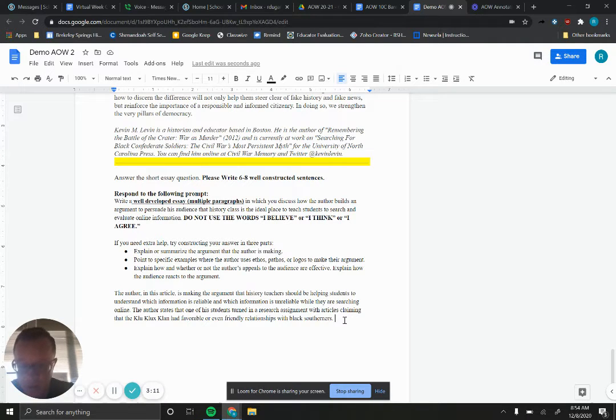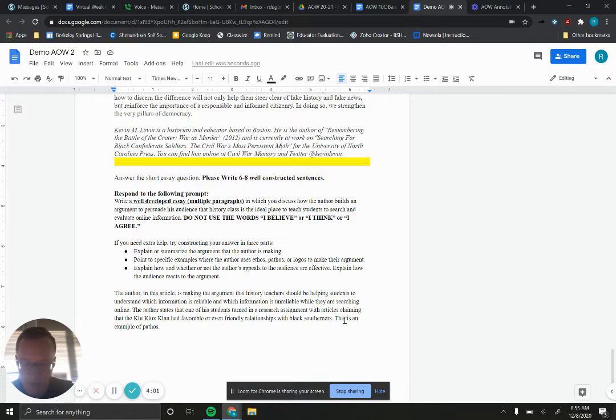So let's see here. And then we're going to point to an example of ethos, pathos, or logos. Okay, so let's say, because you should be shocked, right, that somebody would turn in a research assignment that thought that the Ku Klux Klan was friendly with Black Southerners, right? That's just blatantly false information. Okay, so let's say this is an example of pathos, period. Okay, that's it. That's all you have to do for that one. Okay, and then your next sentence should be a follow-up explaining why that's an example of pathos and what the effect would be on the audience, right?